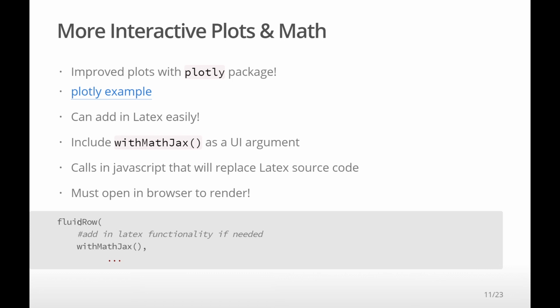So for instance, here in my UI, I have a fluidRow. My first argument might be withMathJax. Nothing shows up with that. It just now gives me access to utilize LaTeX type math type.